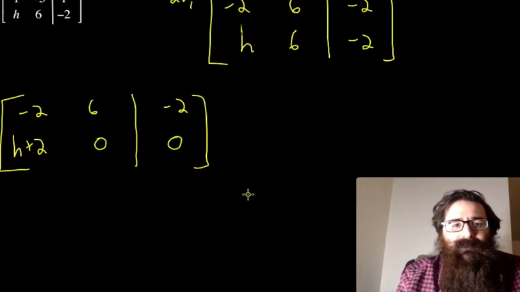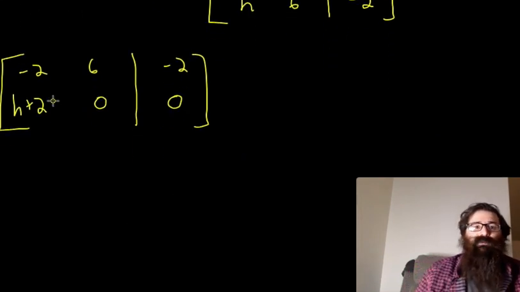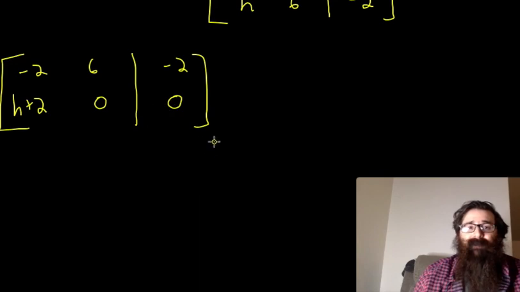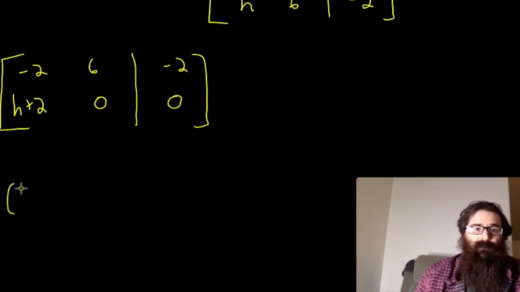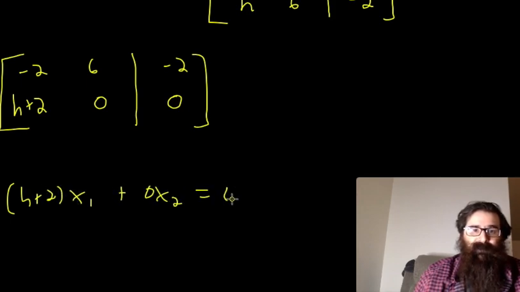Now I'm not even really looking at or focusing on this first row. I am looking a lot at the second row, and I want to make some comment about this. What is the second row saying? It's saying h plus 2, whatever that is, a number, times x1 plus 0 times x2 equals 0. So I can write that out. And we can actually clean this up quite a bit. So I'd say, well, this is really just saying h plus 2 times x1 equals 0.